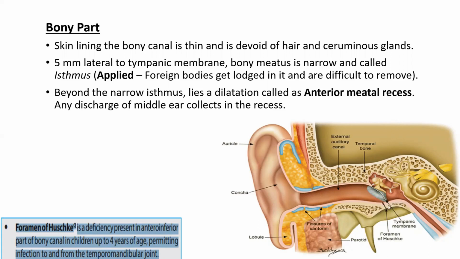So this foramen is important up to the age of 4, because infection from the temporomandibular joint may enter into the ear through this foramen, or infection from the ear may enter into the temporomandibular joint through this foramen. So this foramen has a connection between the ear and the temporomandibular joint.